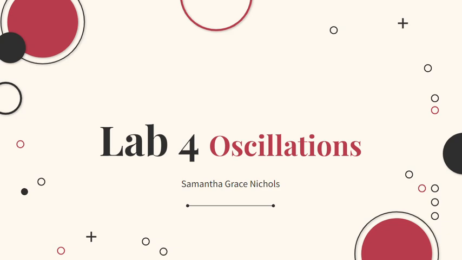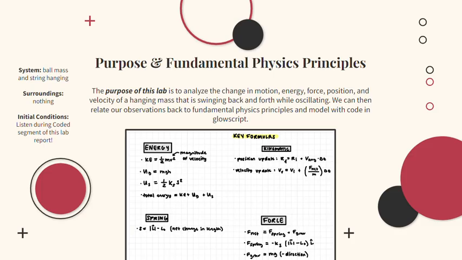Lab for Oscillations. To introduce this lab, the purpose is to analyze the change in motion, energy, force, position, and velocity of a hanging mass that is swinging back and forth while oscillating. We can then relate our observations back to fundamental physics principles and model with code in GlowScript. The system for this experiment is the ball mass and string hanging. The surroundings are nothing, and the initial conditions will be addressed during the coded segment of this lab report.